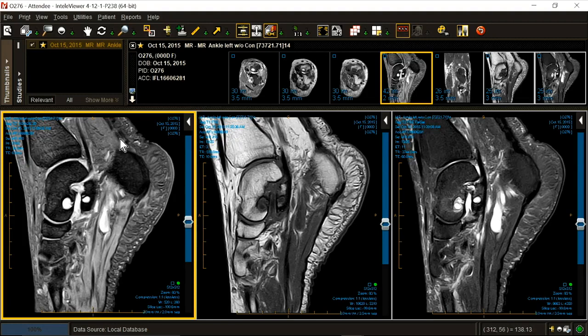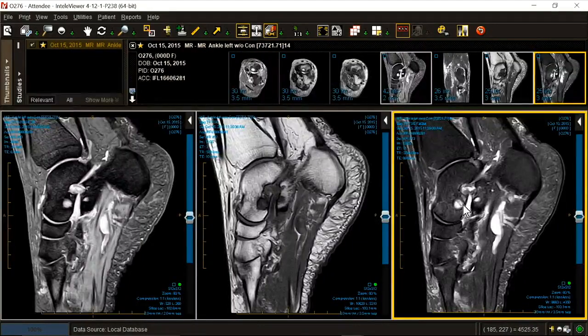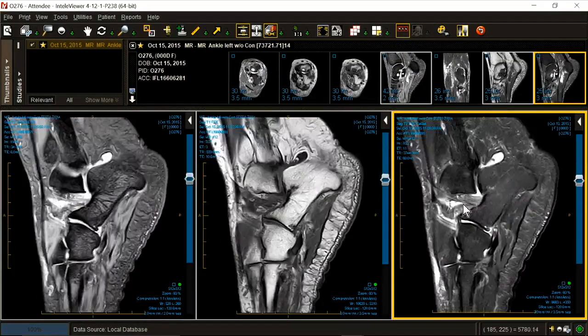Linear, present on short TE, gone on long TE. Normal. So we're whizzing by our Achilles, headed for home. More erosions, more arthropathy. Let's check out the medial side.